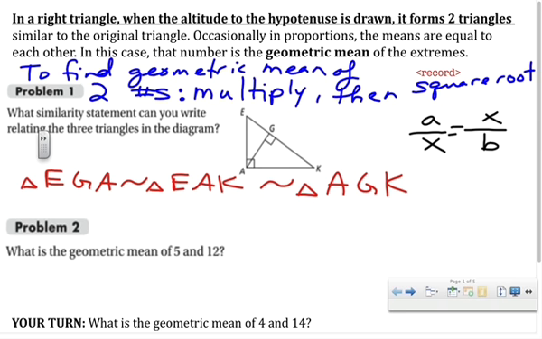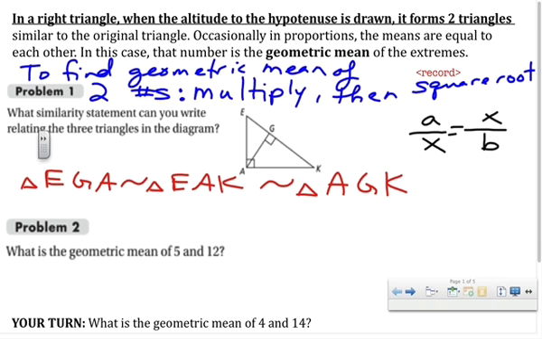And think about what we would be doing if we were trying to solve for x here. We would cross multiply, so we'd be multiplying A and B together. See that multiply? And then I'd have x squared on the other side of the equal sign. But how would I then solve for x? By taking the square root. Okay, so just two different ways that I want you to think about finding the geometric mean.